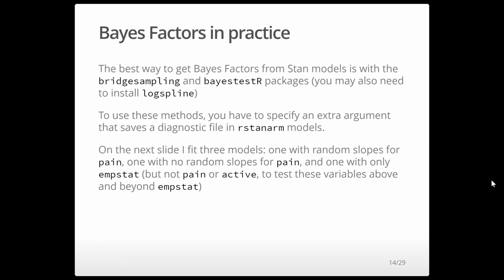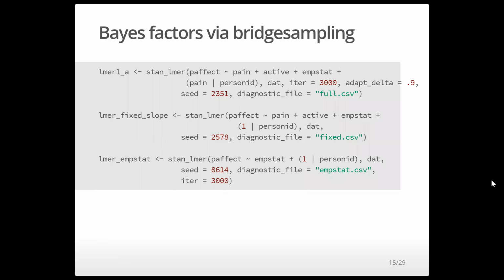I'm fitting 3 different models, one with random slopes for pain. I've been focusing on random intercepts in part just because it's a little slow to keep fitting the random slopes model. Then one with no random slopes for pain, this is the same model we've been looking at. And then one with only MStat, but not pain or active. And this is so we can test pain and active above and beyond MStat. So here are the 3 models.